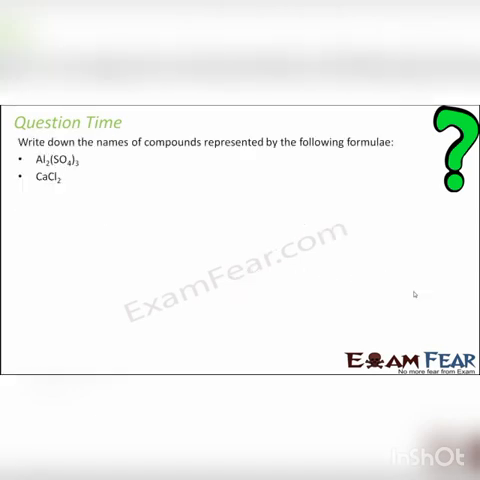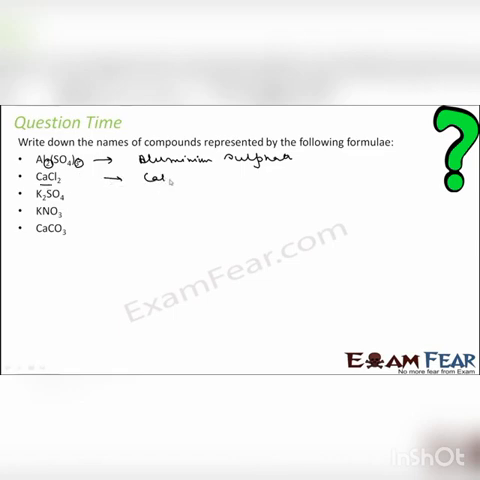Let's take some more examples. Let's write down the names of these compounds. Al2(SO4)3. We just wrote the chemical formula for this. Al is aluminium and SO4 is sulfate. So you can just write aluminium sulfate. All these numbers we need not worry about. These are all taken care of by valency. Ca is calcium and Cl2 is chloride. You do not worry about these numbers.